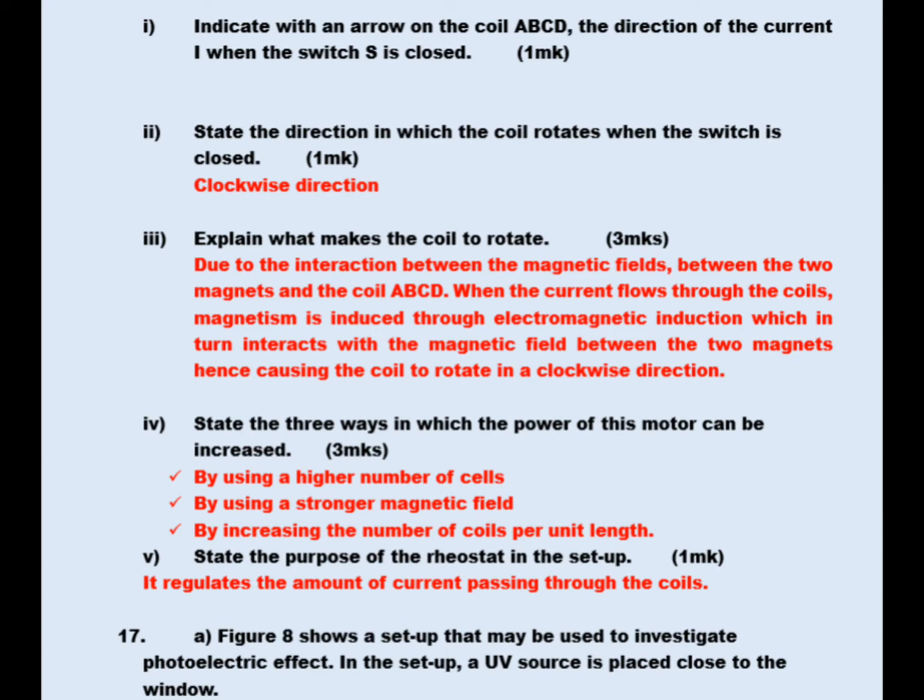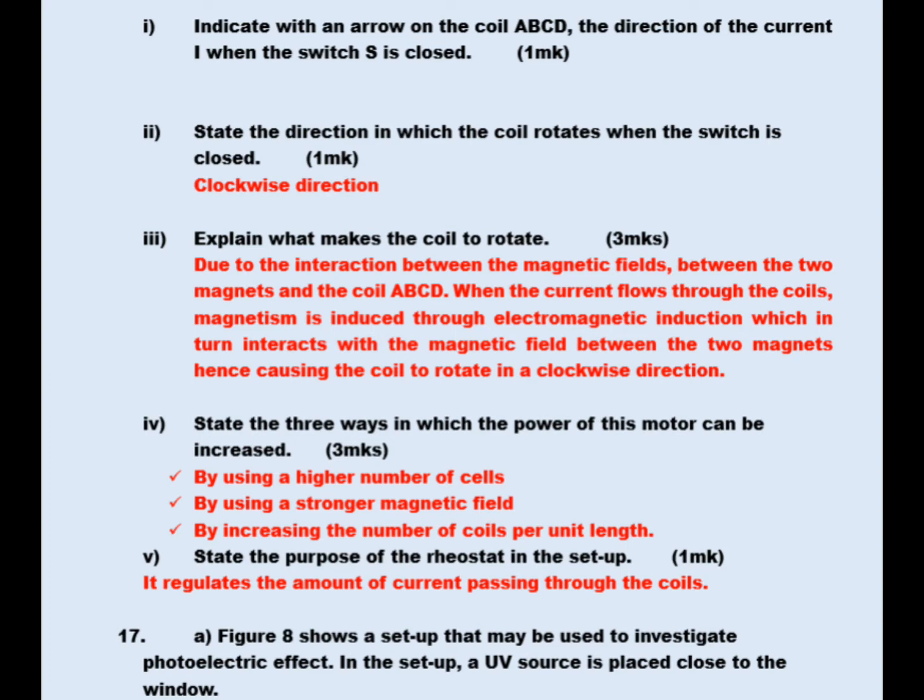hence causing the coil to rotate in the clockwise direction. For that case, you remember you are using Fleming's left-hand rule to determine the direction of the motion, because you already have current and magnetic field. So when you have current and magnetic field, you use the left-hand rule. When you have motion and magnetic field, you use the right-hand rule to determine current. But for this case, we're determining motion, so we use the left-hand rule.